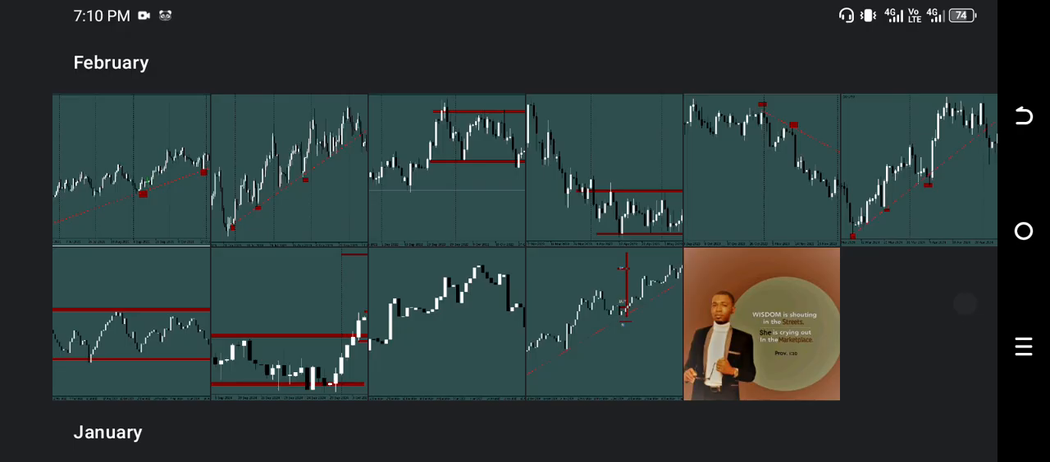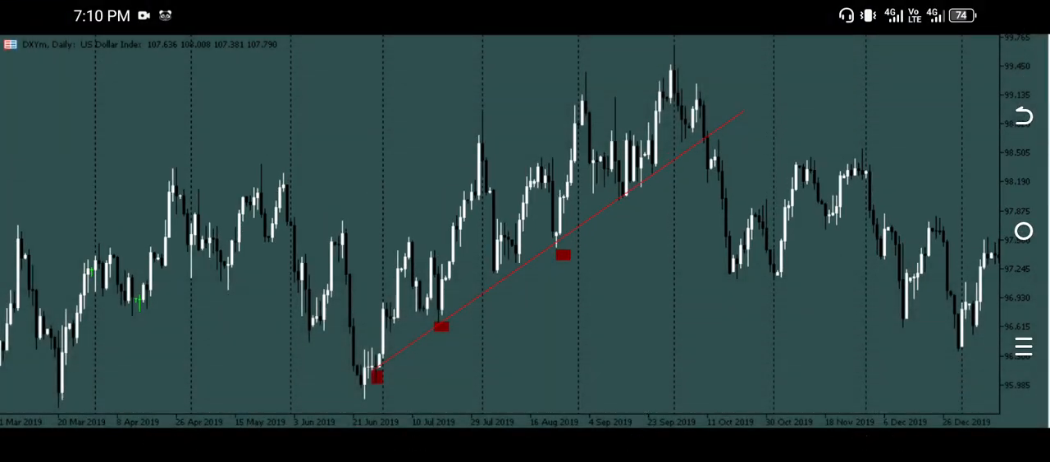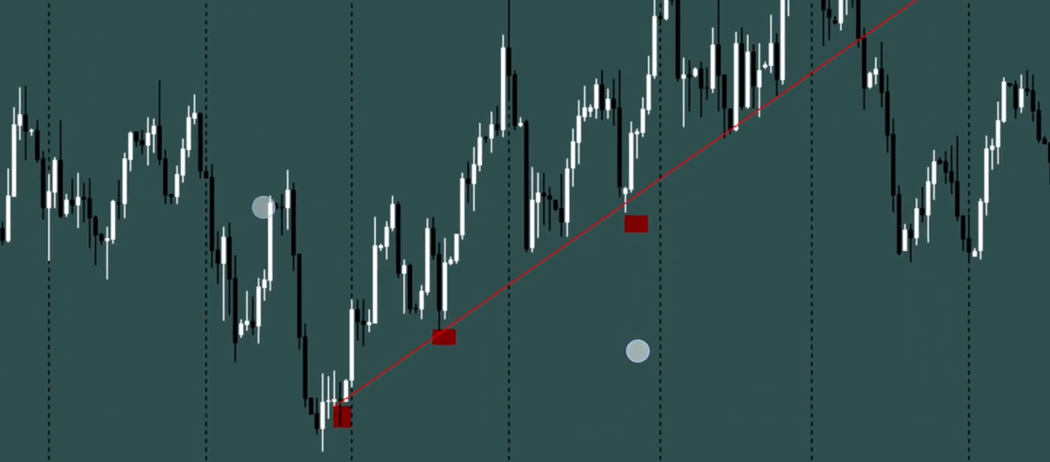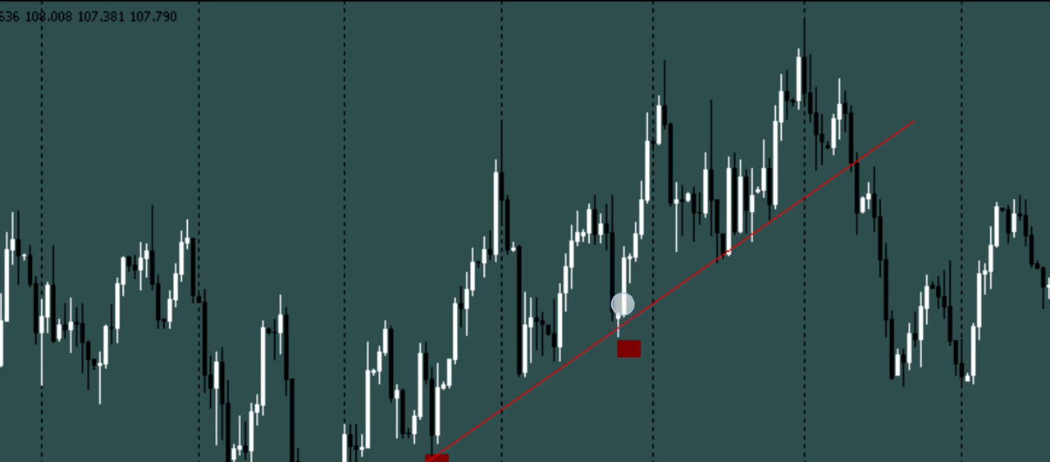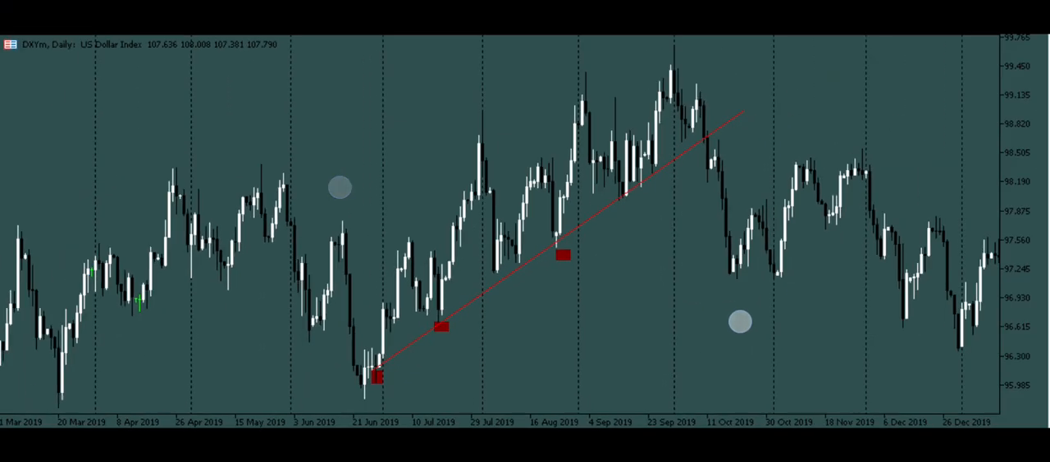So let me bring up another one again. This is another trend. Trend is your friend. Now look at it. One, two, the third touch. Can you see pin bar? You just enter and you ride it. Can't you see how far the price went? So that is what? Trend.